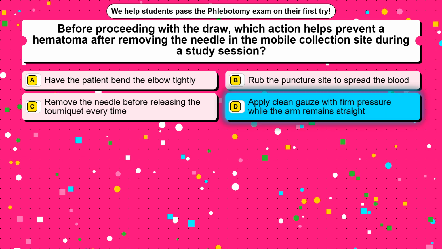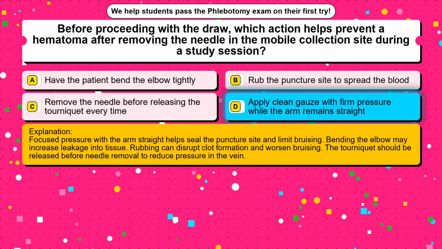The correct answer is option D. Apply clean gauze with firm pressure while the arm remains straight. Focused pressure with the arm straight helps seal the puncture site and limit bruising. Bending the elbow may increase leakage into tissue. Rubbing can disrupt clot formation and worsen bruising. The tourniquet should be released before needle removal to reduce pressure in the vein.